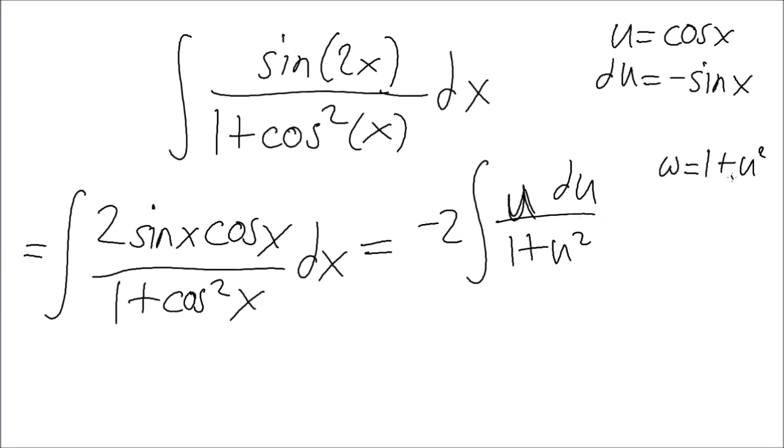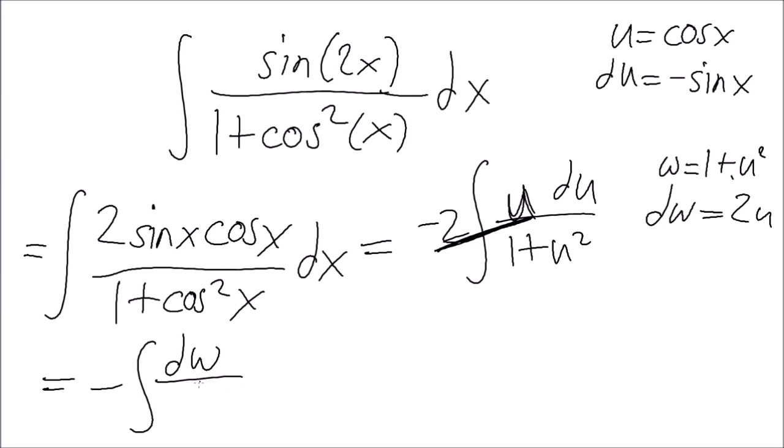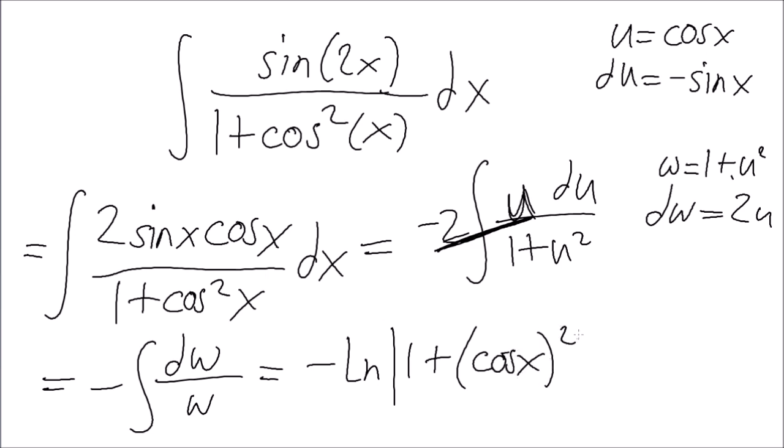So we have 1 plus u squared, dw. It's 2u, which technically, ironically, we have right here. 2u's right here. So negative dw over w. So we have negative ln of w, which is 1 plus u squared, which is u is cosine, so negative ln of 1 plus cosine squared plus c.